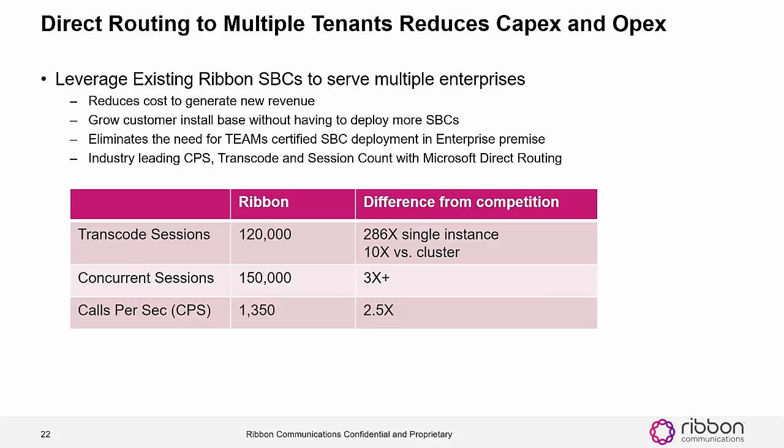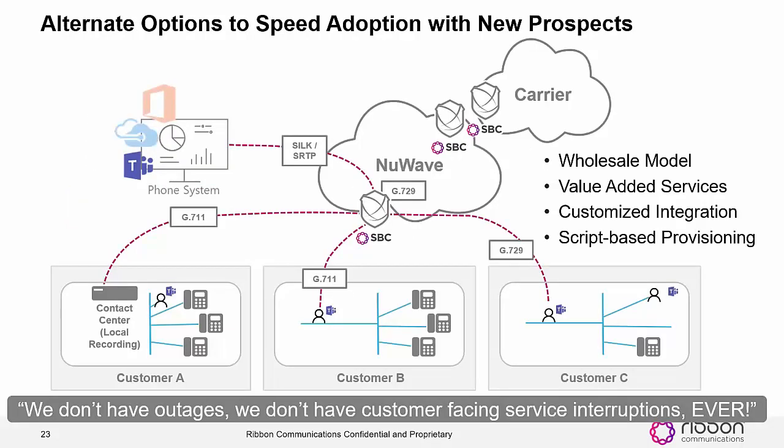We looked at the competition in terms of what they said they could do for transcode. For one customer, you would need 286 single instances, or if you clustered them together, we could still transcode more than 10 times as much in a single box as they could in their cluster. For concurrent sessions, we do more than 3 times as many, and for calls per second, more than 2.5 times. Obviously, if you're doing research, feel free to validate these numbers, but when we looked, we appeared to be the industry leader in direct routing and in calls per second, transcode, and session counts.